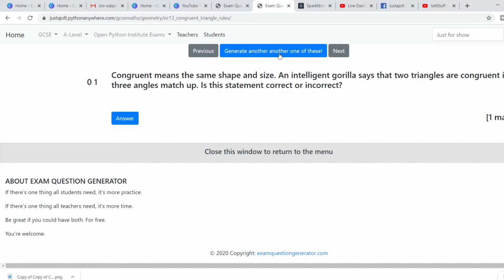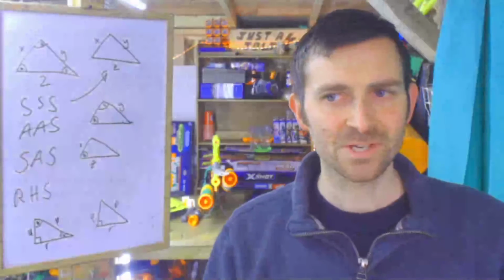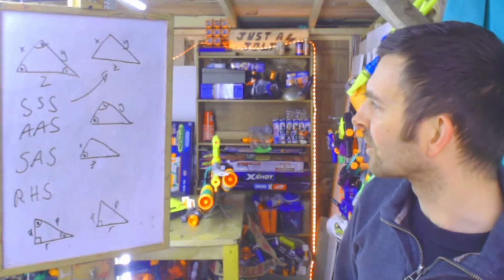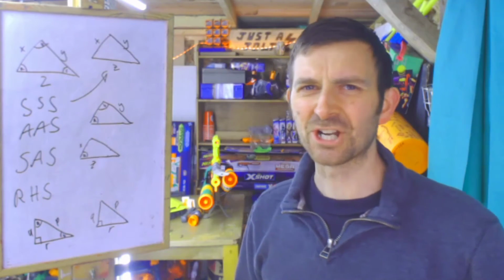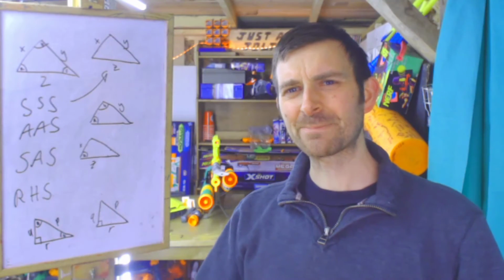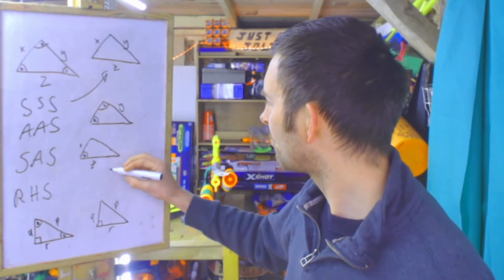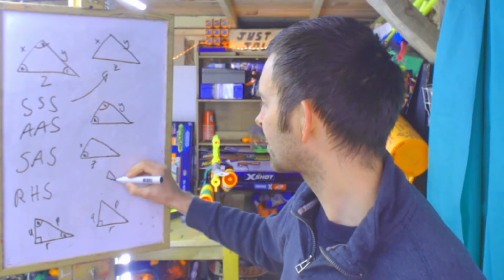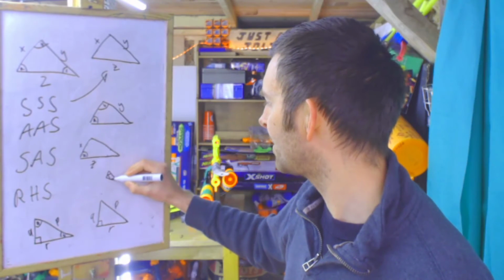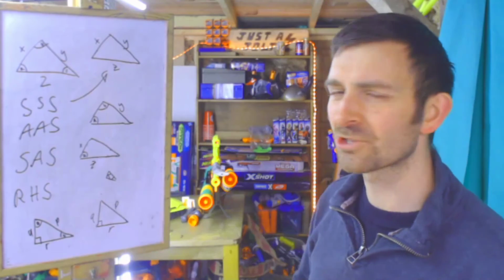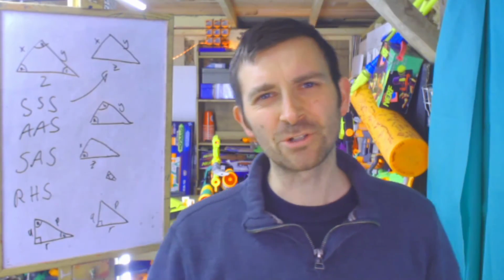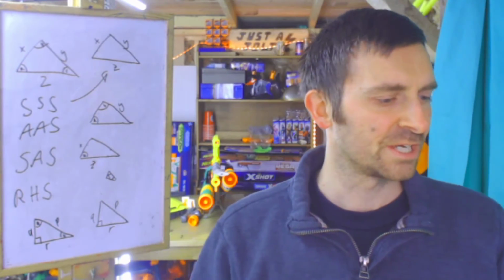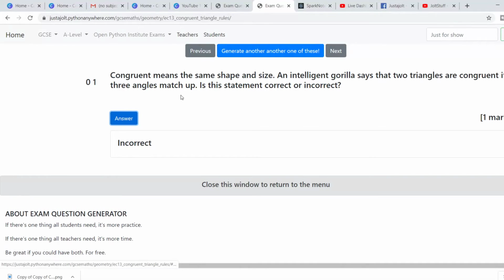An intelligent gorilla says that 2 triangles are congruent if all 3 angles match up. Is this statement correct or incorrect? Well, in a congruent triangle, all 3 angles will match up. However, do you remember what we were saying about similarity earlier? If I wanted to, I could have a triangle which has the same angles, A, B, and C, as this one. But if all the sides are smaller, then that triangle will not, in fact, be congruent. So the answer to that is that it's incorrect.